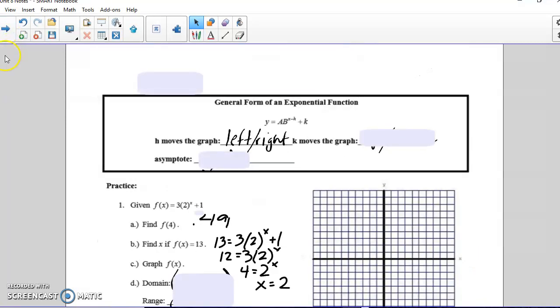All right, let's try to summarize now. Oh, that answer shouldn't be revealed yet. But here's our general form: y equals a b to the x minus h plus k. h will move the graph left or right, whereas k will move the graph up or down. And the asymptote will be at y is equal to k. So that's our general form, and that's what's going to happen.